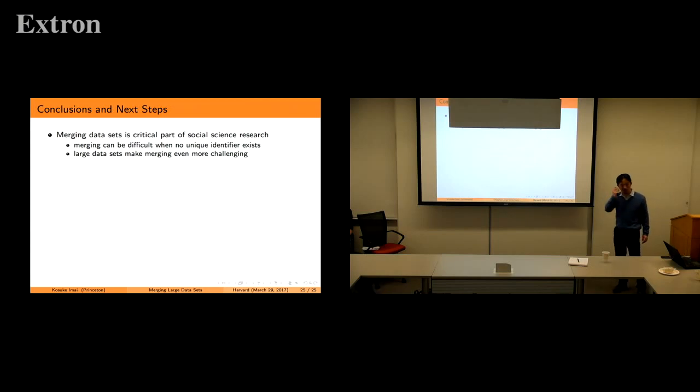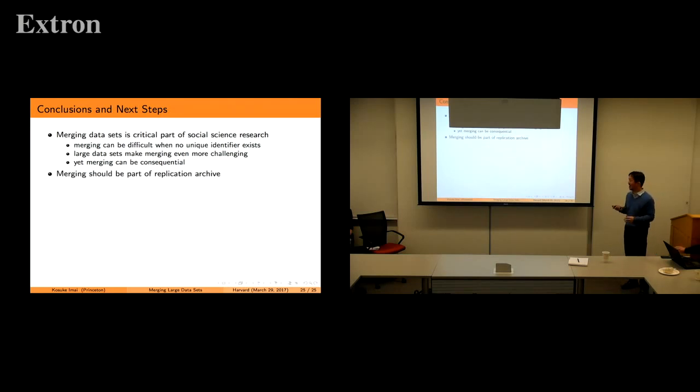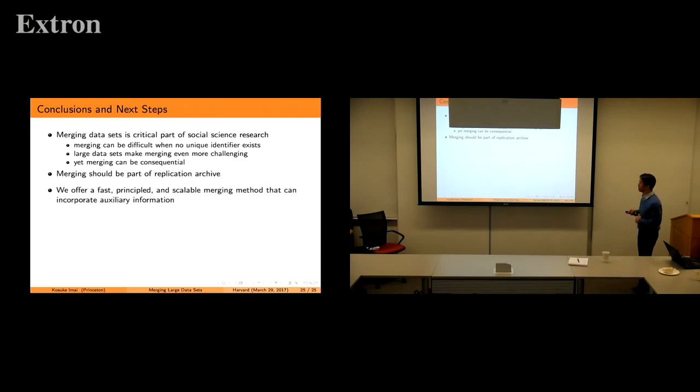The EM part actually takes very little time. So it's really the counting, matching, and counting exercises that take a long time. And yet merging can be consequential, right? Oftentimes we merge because there's some interesting information that you can bring in from another data set. So all this seems to suggest the merge should be part of replication. Like you should know how exactly people merged in order to actually understand the results that we see. So it's no longer just the final data set that's somehow magically merged out of several data sets.